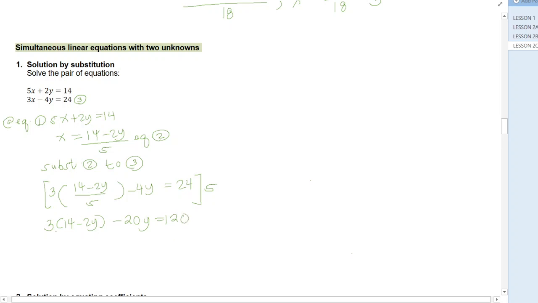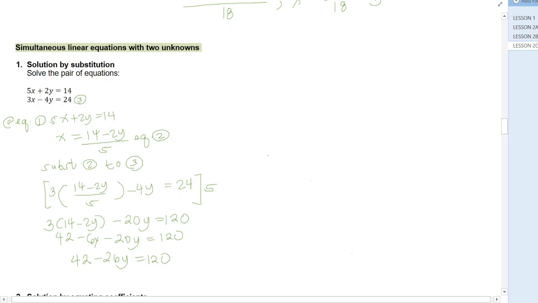Okay, so simplifying this further, it will give us 14 times 3, which is 42, minus 3 times 2, that is negative 6y, minus 20y is equal to 120. Okay, combining like terms, that is 42. Let us combine that one, 20 plus 6, that is negative 26y is equal to 120.